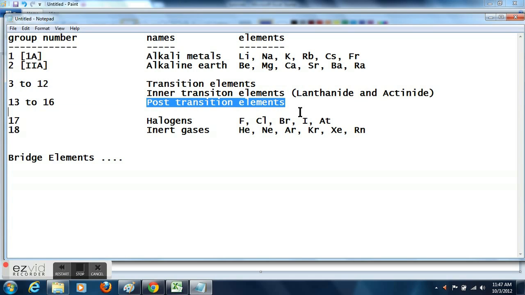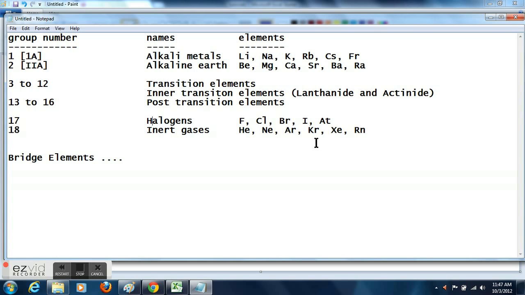Groups 13 to 16 are called post transition elements. If you open a periodic table, you will get an idea about which elements belong to these groups. Elements in these groups are aluminium to thallium, germanium to lead, antimony, bismuth, polonium. These are called post transition elements.